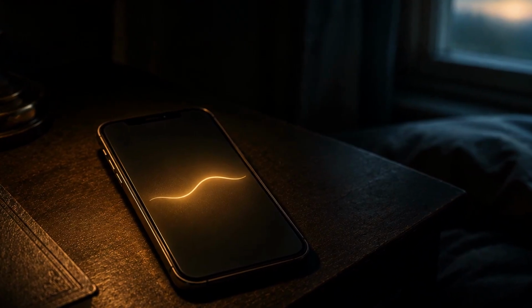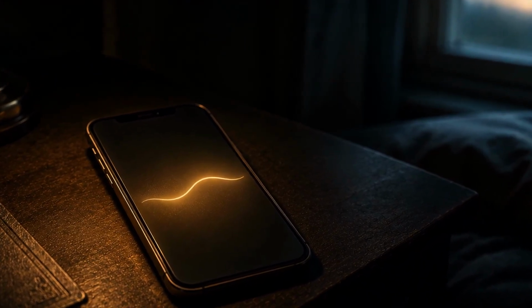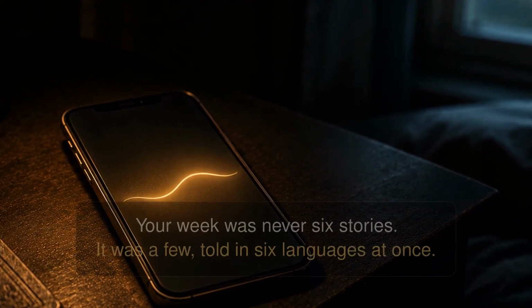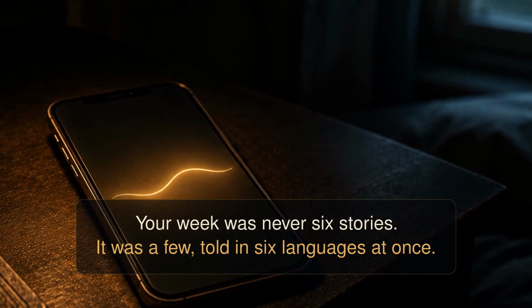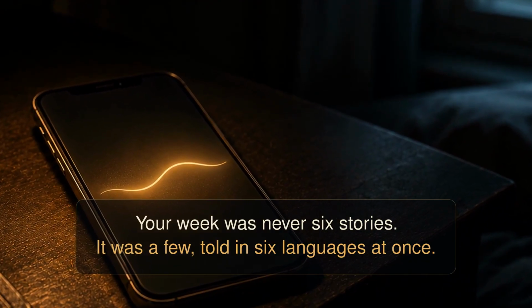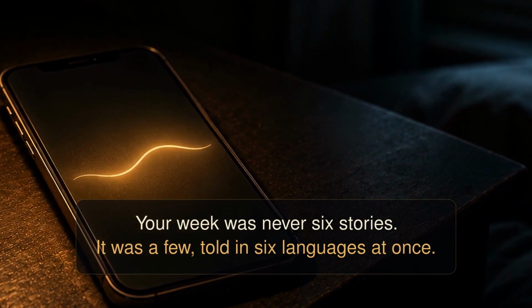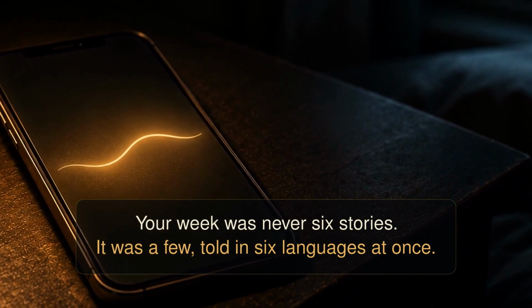So back to your phone on the nightstand, and its six little diaries. They looked like six separate stories. They were never six stories. They were a few hidden states, a little stress, a little rest, a little life, each one just telling the same handful of truths in its own dialect. Your week was never six stories. It was a few, told in six languages at once. That's MOFA.